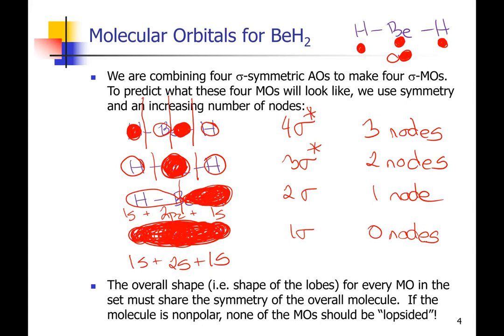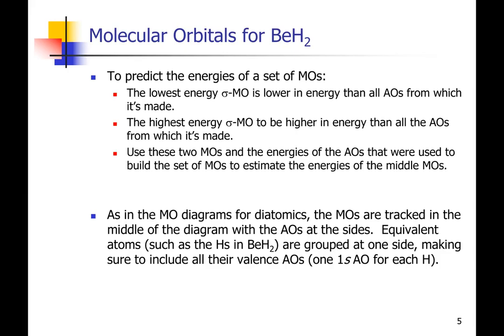To rank them in energy, in terms of our diagram, anytime you bring together a bunch of atomic orbitals, the very lowest energy one in the set is always going to have lower energy than all of the atomic orbitals that were used to make it. The very highest one is going to have higher energy than all of the atomic orbitals that were used to make it. And the ones in the middle are kind of in the middle.